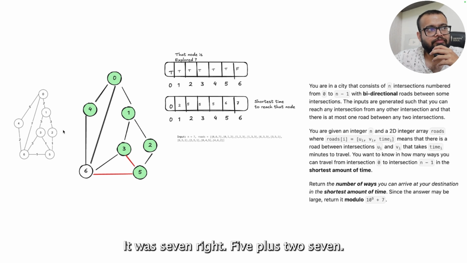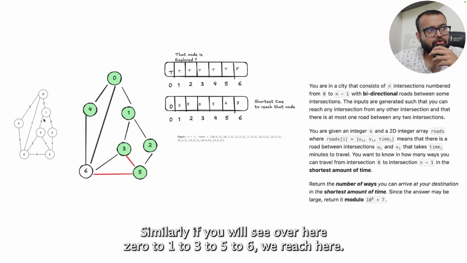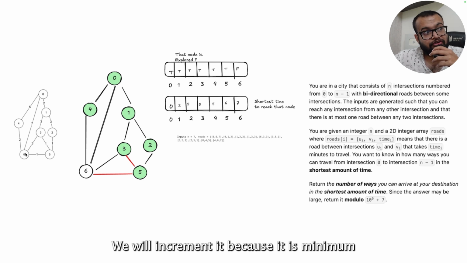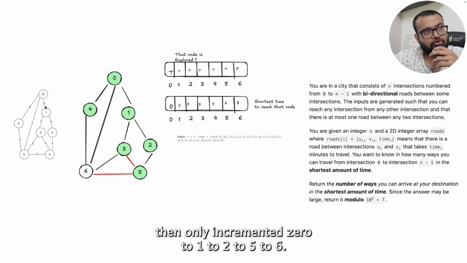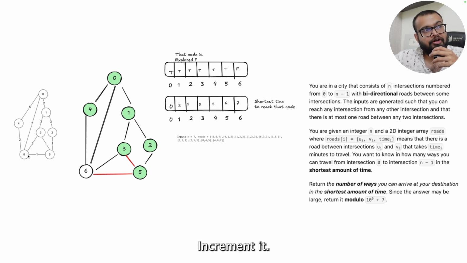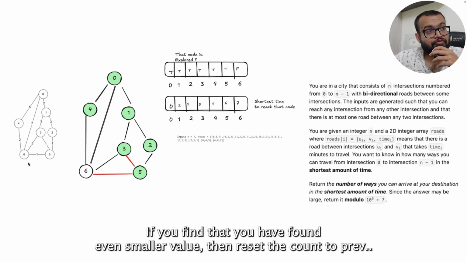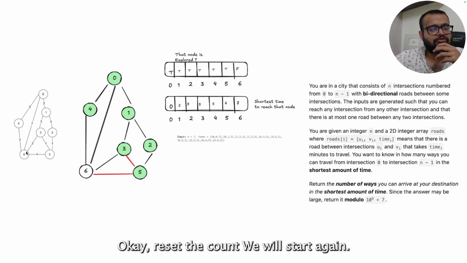5 plus 2, 7. Similarly, if you will see over here, 0 to 1 to 3 to 5 to 6, we reach here, we will increment it because it is minimum. 0 to 1 to 2 to 5 to 6, increment it. If you find that you have found even smaller value, then reset the count. Reset the count, we will start again.